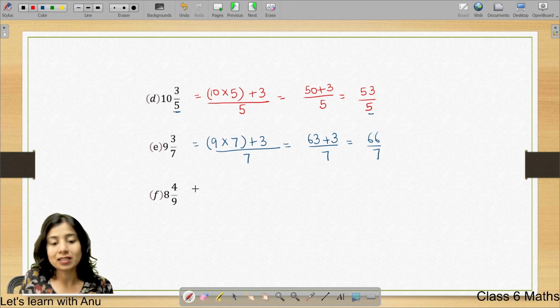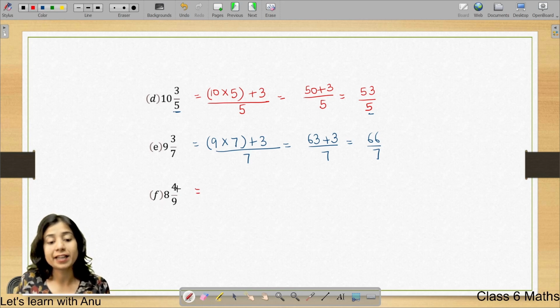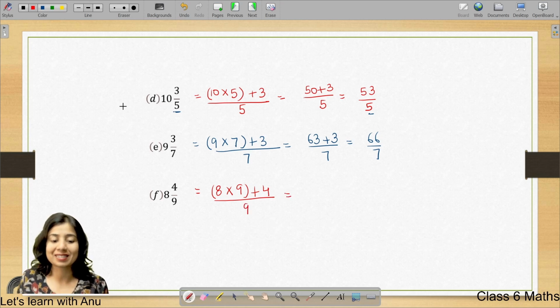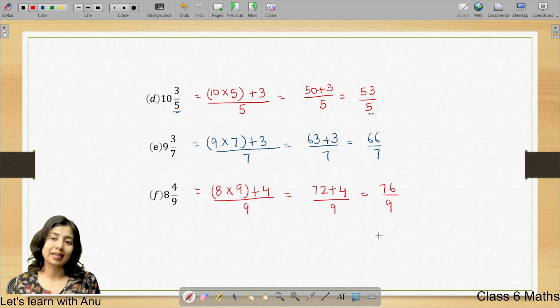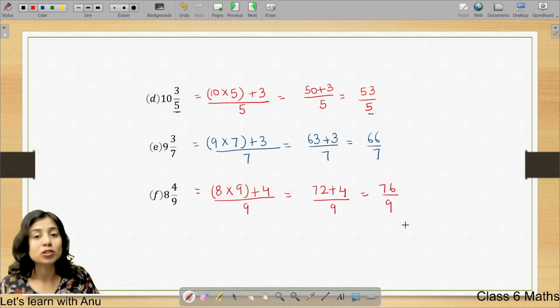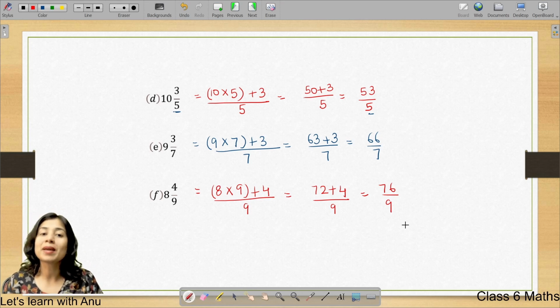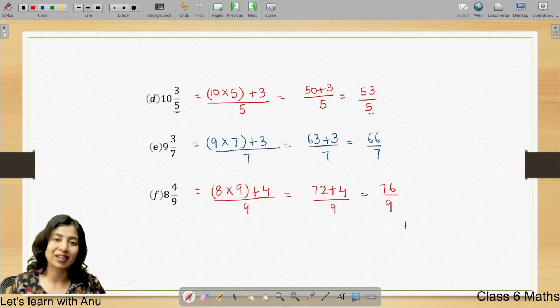Moving ahead to the last part, F part, 8 4 by 9. So the whole is 8 multiplied with the denominator 9. To this product add 4, the numerator, denominator remaining the same. Now 8 9s are 72. To this we add 4 and then 9 remains same. So now 76 by 9. So I think, class, it was quite easy to convert mixed fraction into improper fraction.